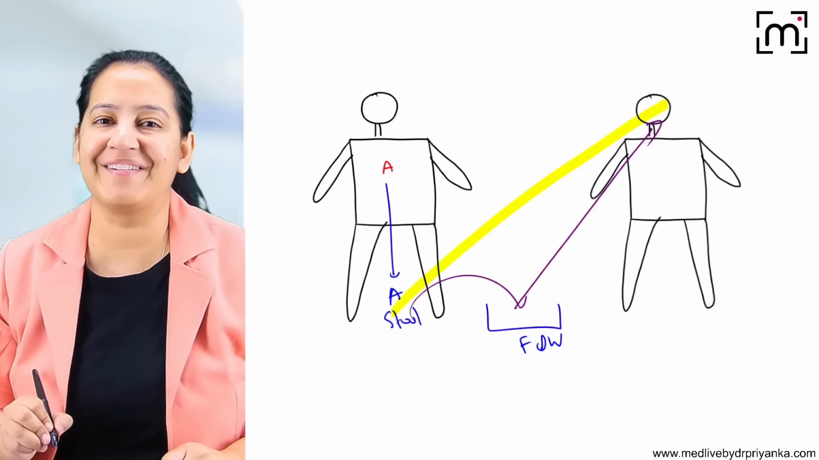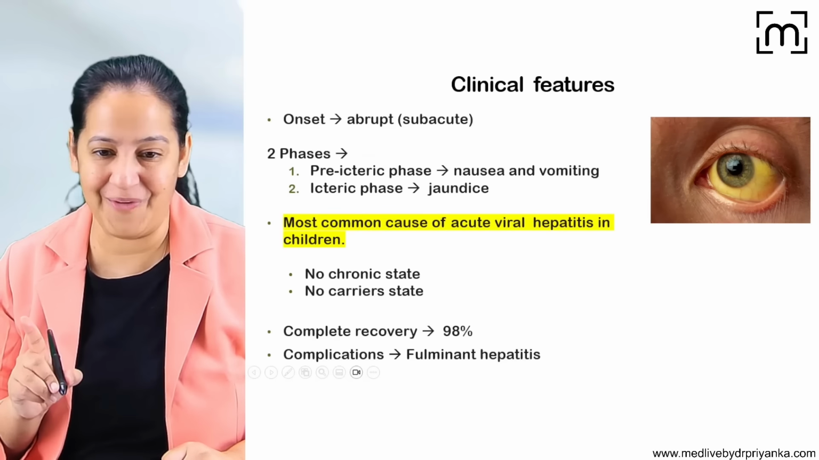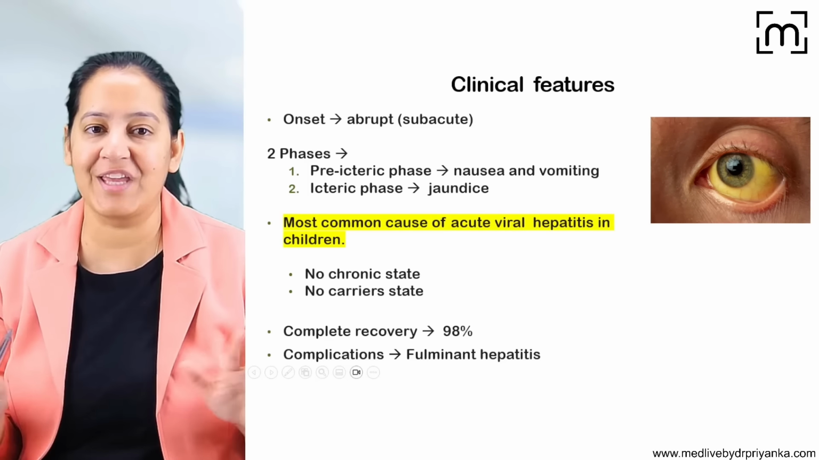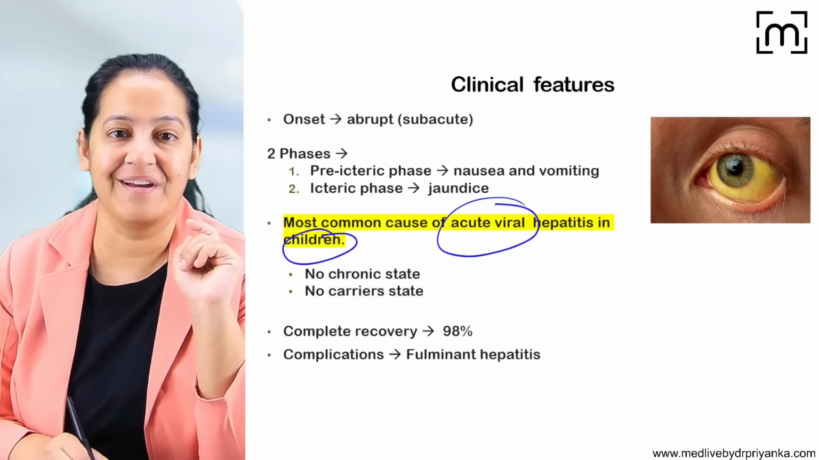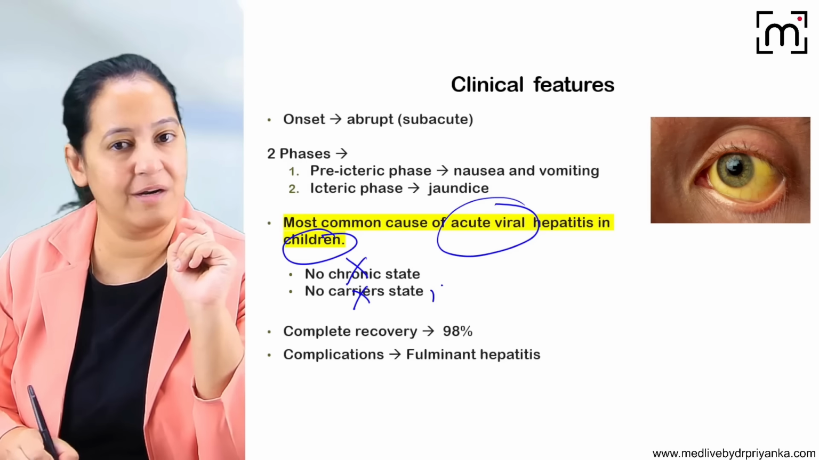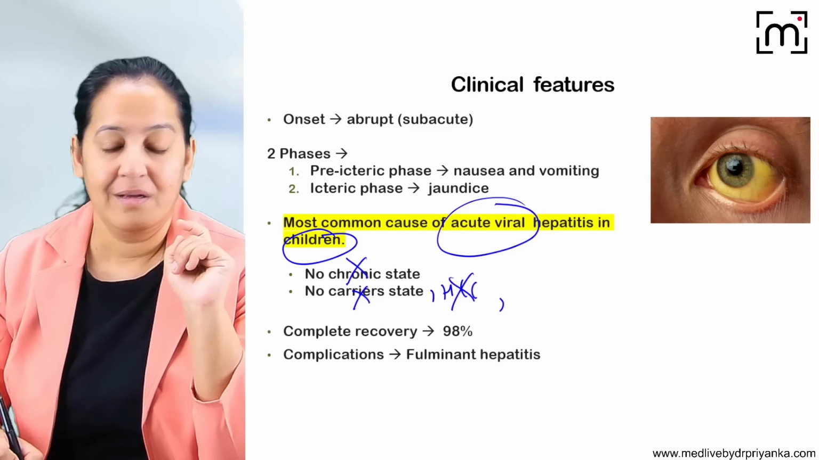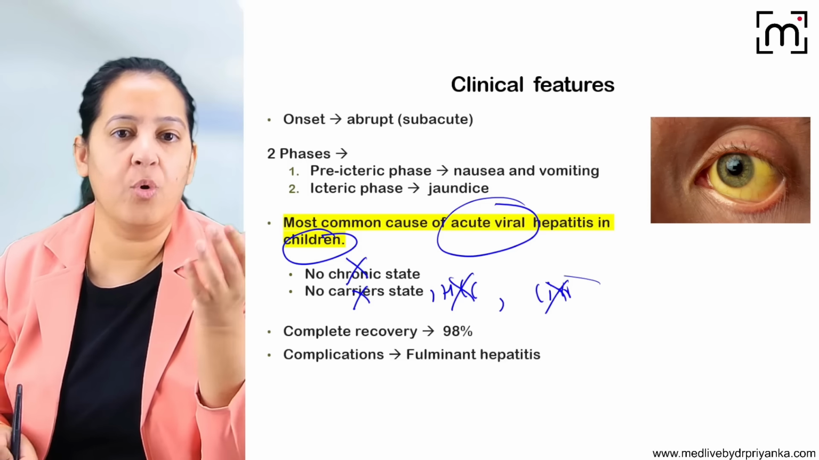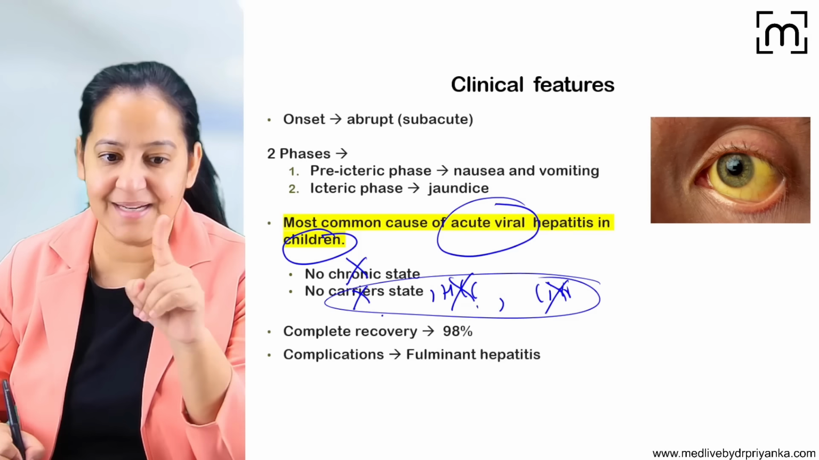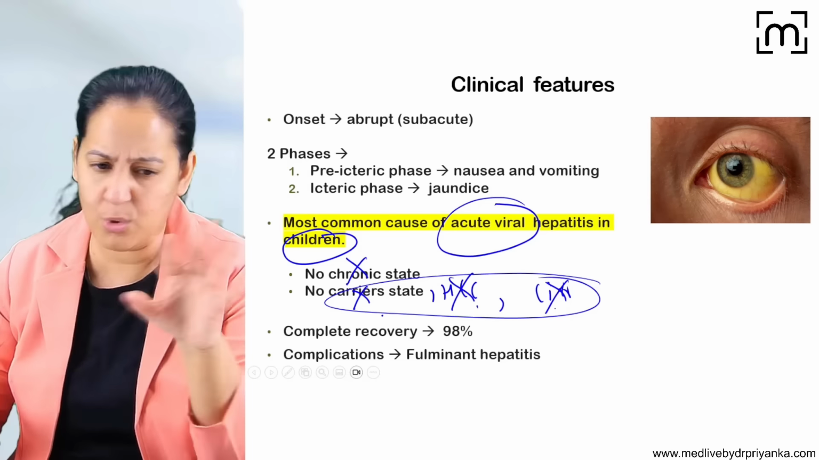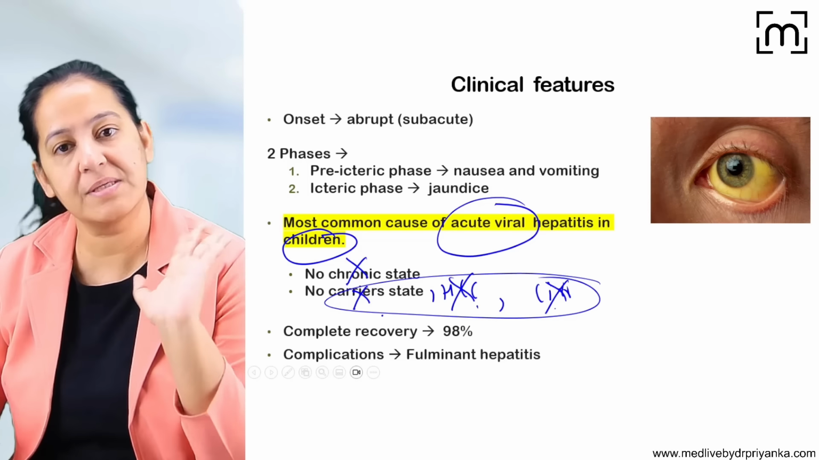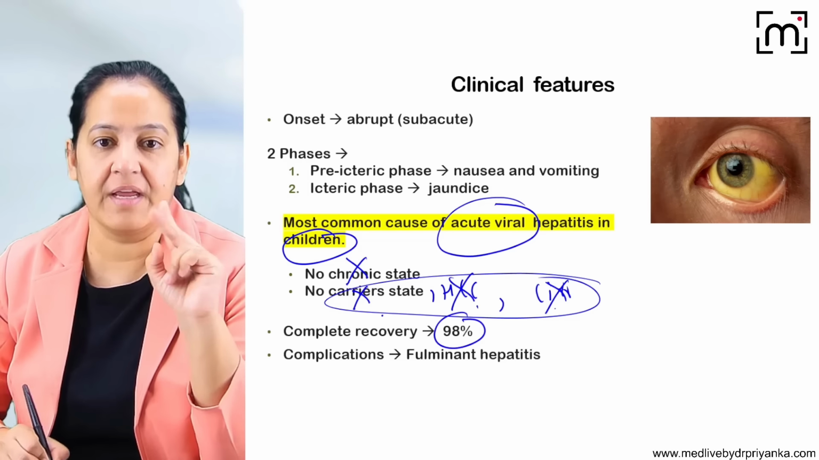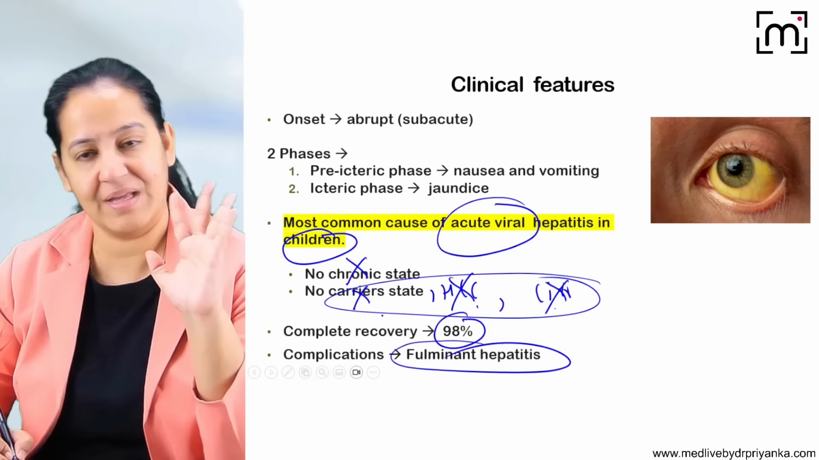Incubation period, I told you, is 30 days. So you have to learn that. Clinical features: it causes only acute, no chronic. Rather, it is the most common cause of acute hepatitis in children. No chronic, no carrier, no HCC, no cirrhosis, because carrier, HCC and cirrhosis occur only if chronic occurs. So no oncogenicity. It causes only acute. 98% recovery, 1 to 2% convert into fulminant. So that is the clinical course.